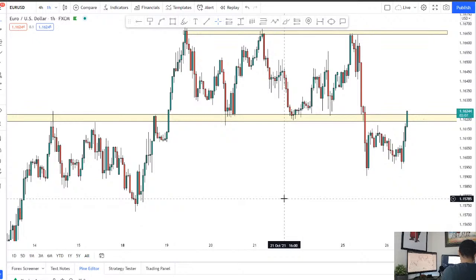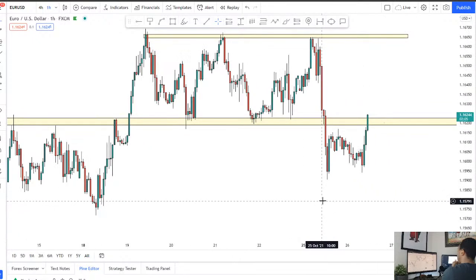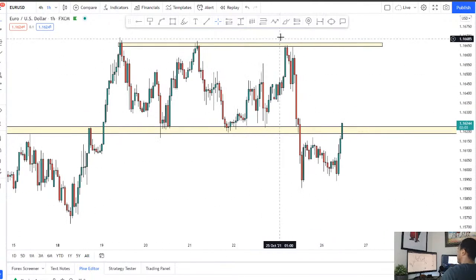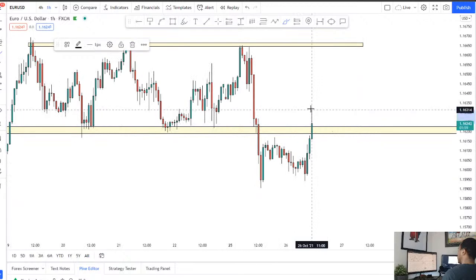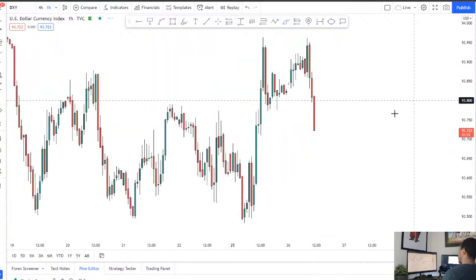I got along on Euro USD. Nice. Well, I'm waiting to go long on Euro USD, to be fair. Again, it looks like price is breaking above this, so I'm waiting for price to confirm that break and then go long. DXY looks like it's definitely breaking through this.